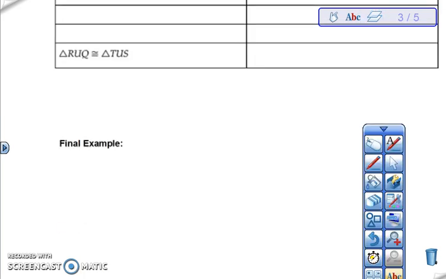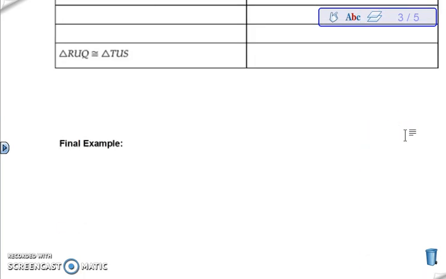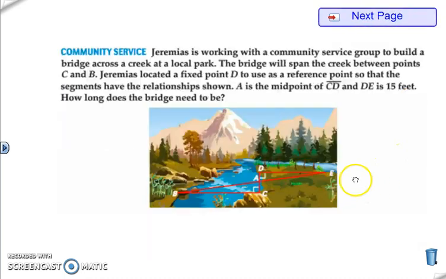We've got one more example for us to work today, and it's kind of a word problem. So we are working with a community service group to build a bridge. We notice that they've given us a pair of triangles, and they have told us that A is the midpoint of CD, and that DD is 15.